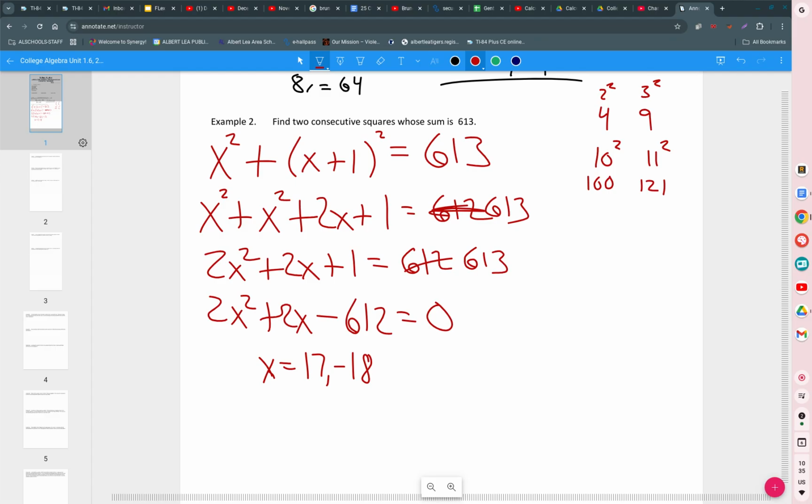So 17 squared is 289. And then 17 plus 1 is 18. And 18 squared is 324. Those are two consecutive squares that add to 613.